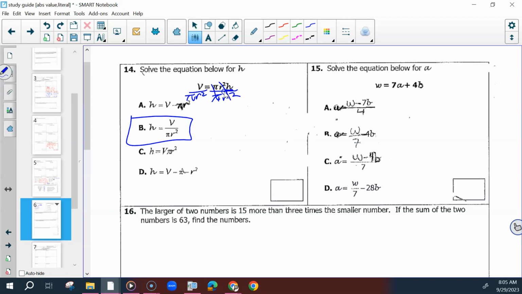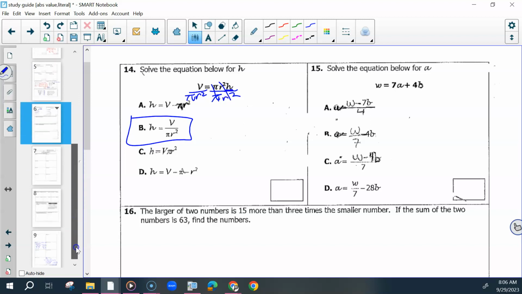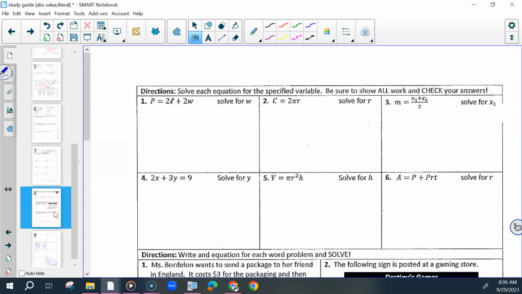Okay, so remember to think about how you would solve this if it were a regular problem. Do the same steps, but you're not going to get a number answer. There are more literal problems on the back of the next page, numbers 1 through 6. Any of those you want to see, do go over and have questions about. So it looks like this, so it's close to the end, not the very last page, but the page before that.